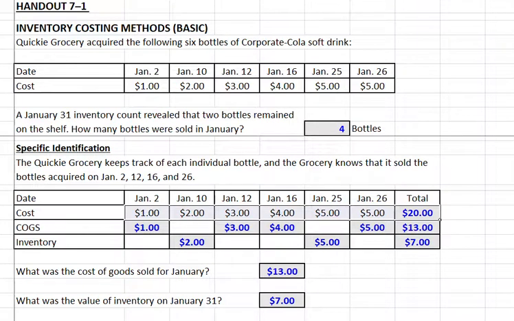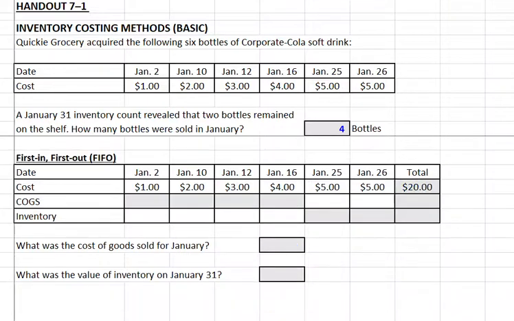Let's go ahead now and take a look at our FIFO method, first in, first out. Before we go through the actual calculations, let's consider the types of goods whose physical flow will want to follow a first in, first out flow. That's going to be anything that's perishable. Think food items. If we've got dairy products, we've got produce. We want to be sure to sell the earliest items first, because if we don't, they will spoil.